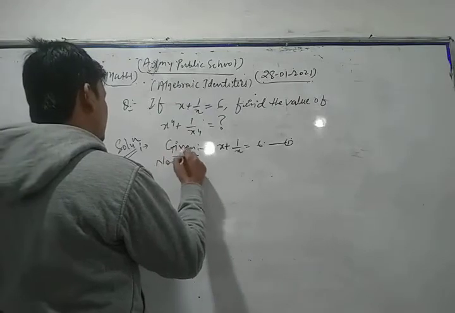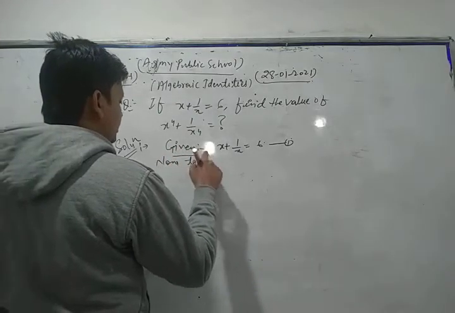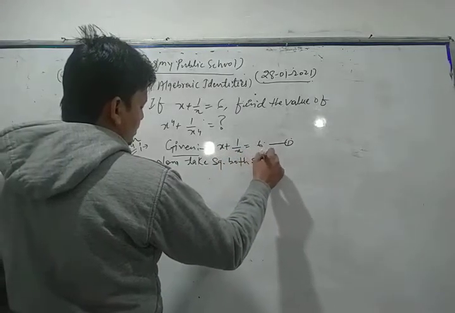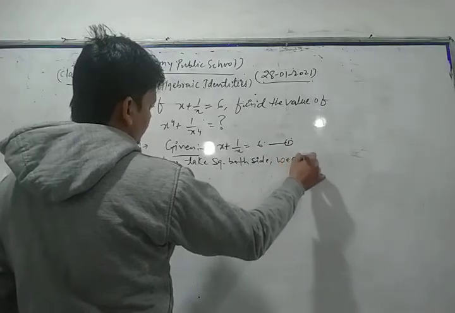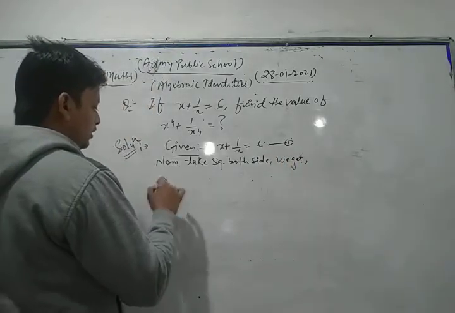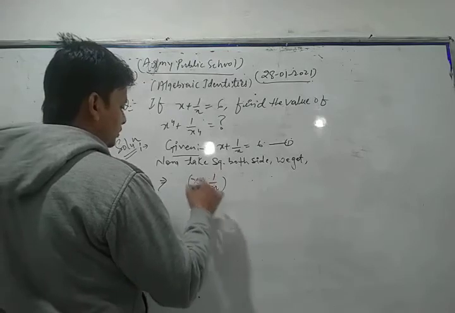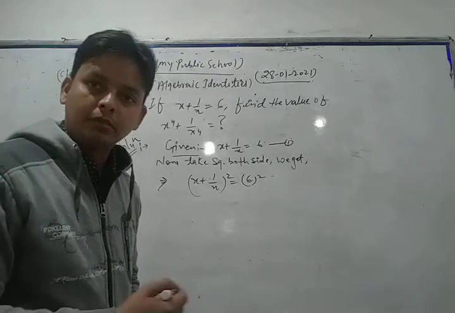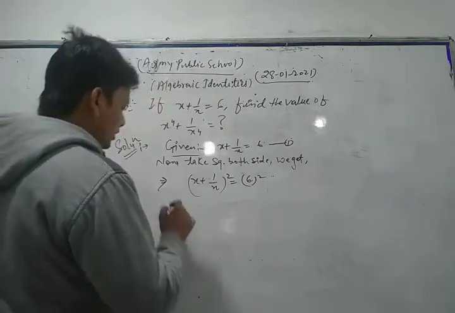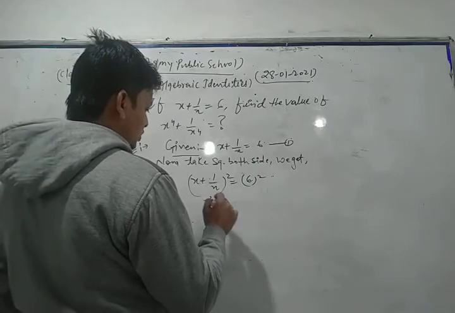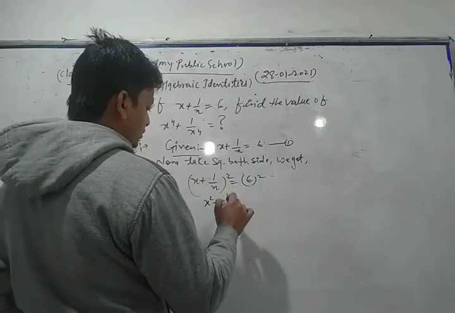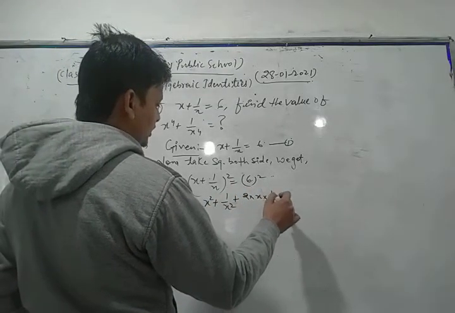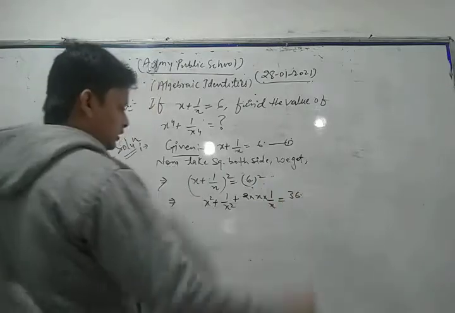Now take square both sides. If we take square both sides, then we have x plus 1 upon x whole square is equal to 6 square. Now we simplify them. So we get a square plus b square plus 2ab, that is x square plus 1 upon x square plus 2 into x into 1 upon x is equal to 36. We write in this way.